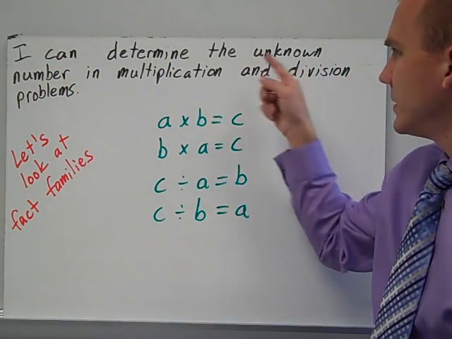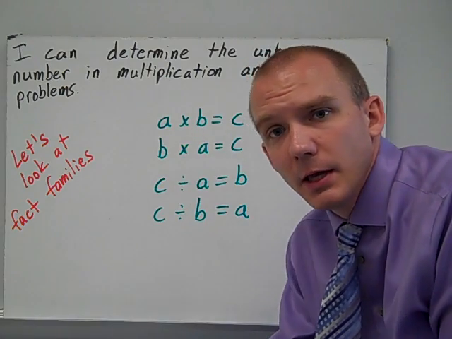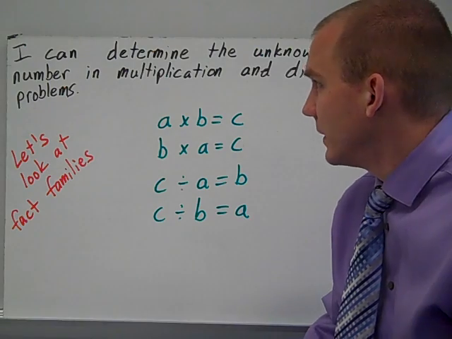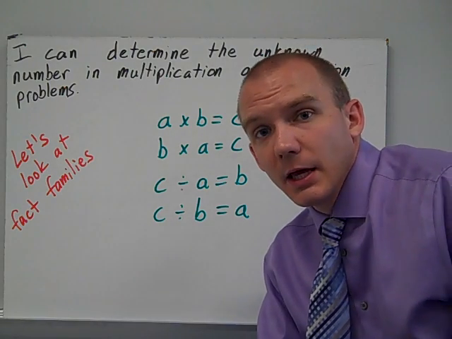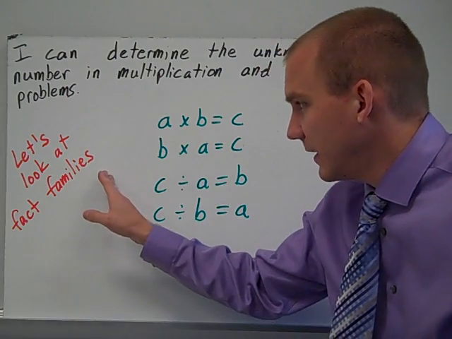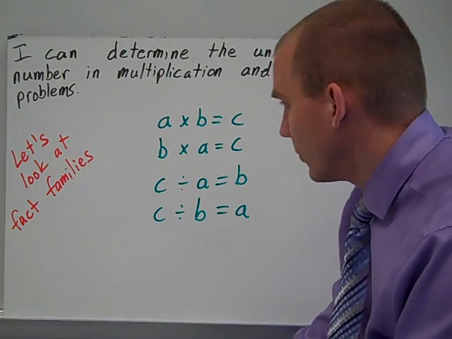I can determine the unknown number in multiplication and division problems. In this lesson, that's exactly what we're going to do. There's going to be unknowns, and we're going to figure out what it is. A great way to think about it is know the relationship in fact families between multiplication and division. So let's look at fact families and how they work.